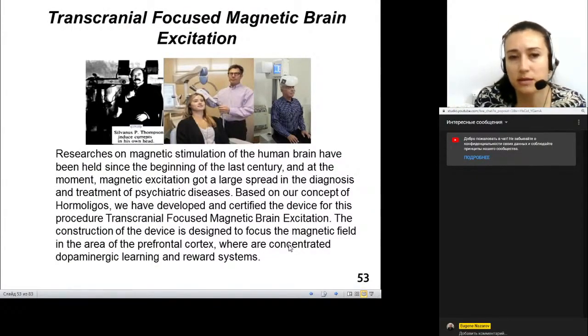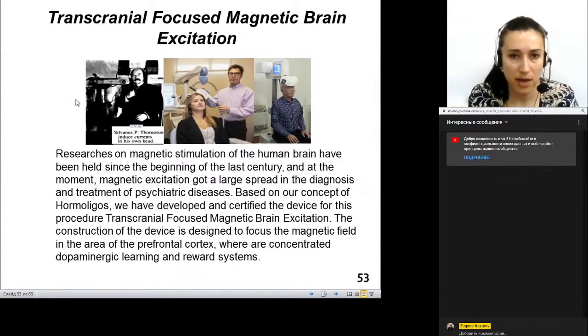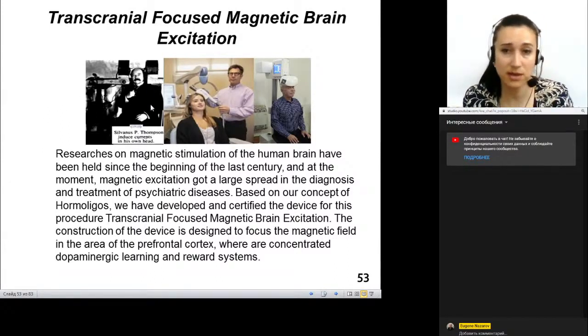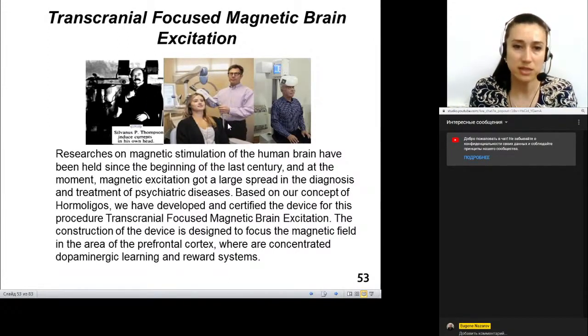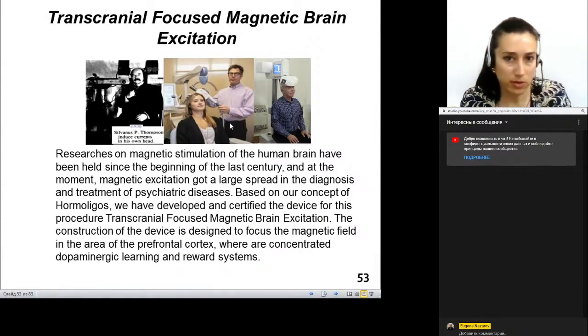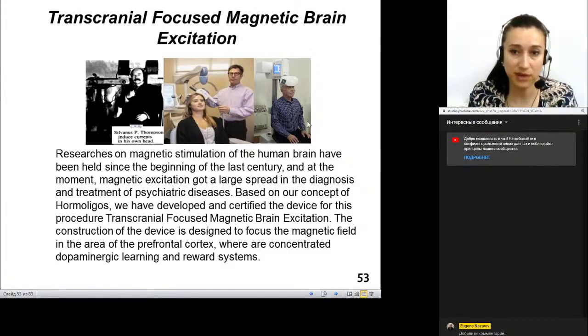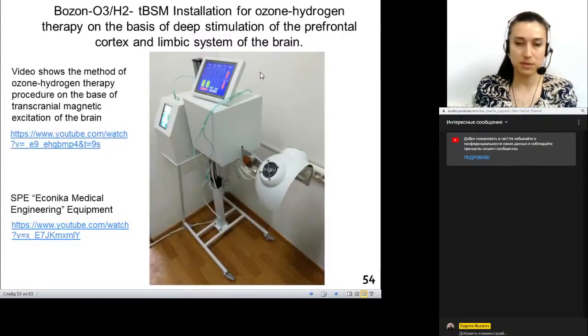So let's explain what this means. Research on magnetic stimulation of the human brain has been conducted since the beginning of the last century, and at the moment, magnetic excitation has become widespread in the diagnosis and treatment of psychiatric diseases. Based on the concept of homologous, we have developed and certified a device for this procedure, transcranial focused magnetic brain excitation. The construction of the device is designed to focus the magnetic field in the area of the prefrontal cortex, where the dopaminergic learning and reward systems are concentrated.